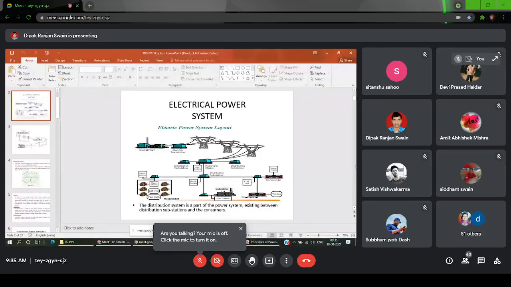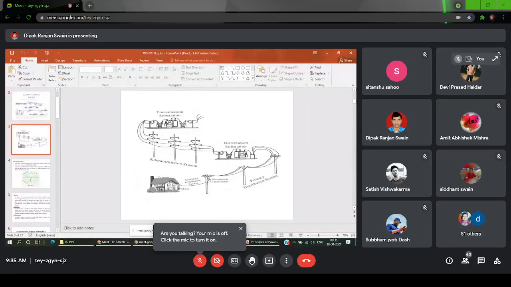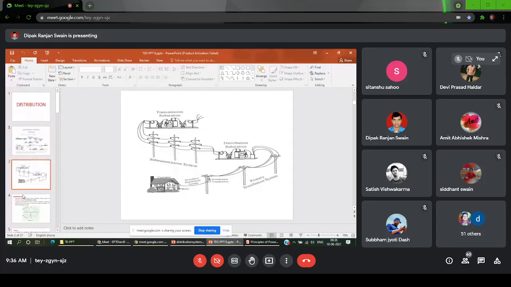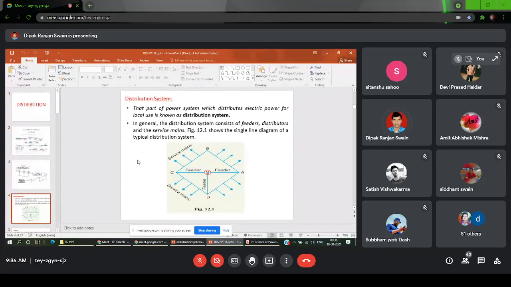Distribution system. During the first class, I showed you these diagrams of how the distribution takes place: what is primary transmission, which level is transmission, which is the primary distribution, and which is the secondary distribution. Okay. So we will start from there.